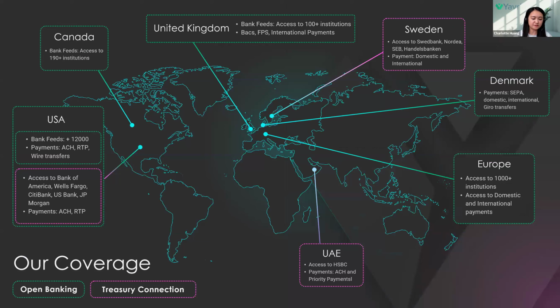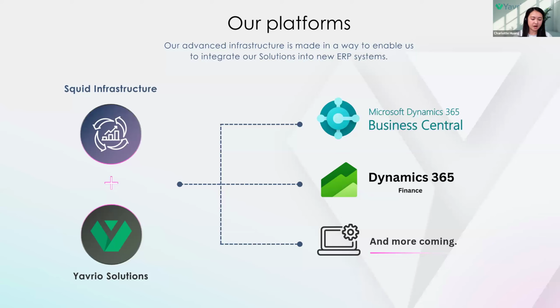In terms of the coverage, in the US, we support over 12,000 banks and payment types such as ACH, RTP, and wires. In the UK and EU, we cover more than 1,000 institutions with BACS, Faster Payments, and SEPA payments. And in other regions, we are also active in Canada, UAE, Denmark, Sweden, with more regions coming soon. Yavrio's solutions are designed to easily integrate into new or existing ERP systems without any hassles. Currently, we can integrate to Business Central and F&O.